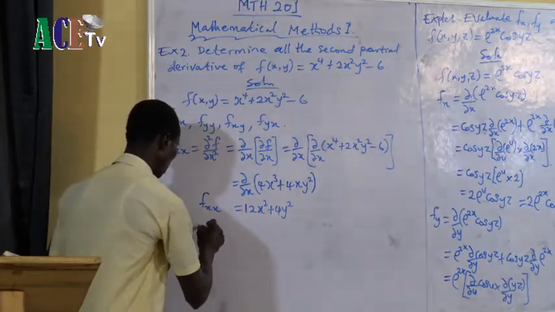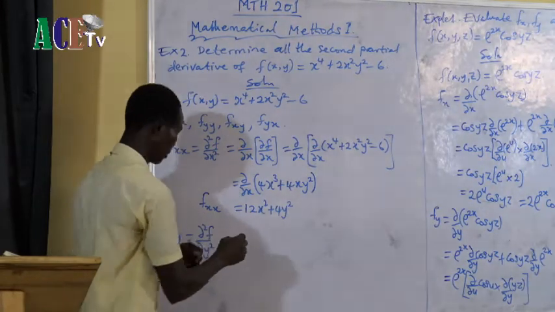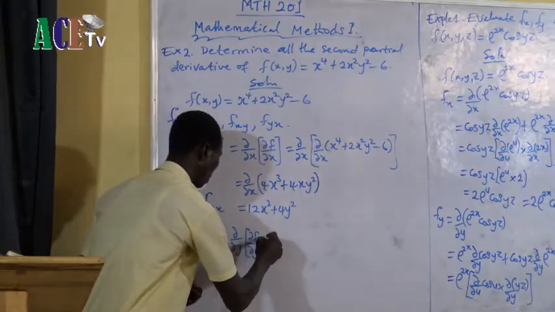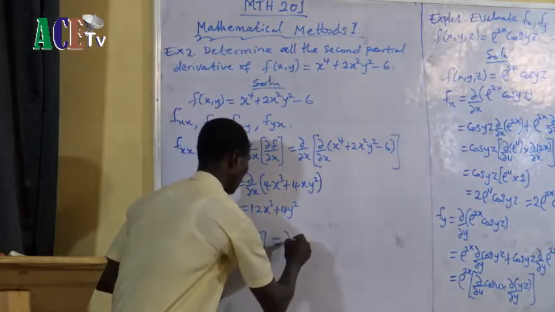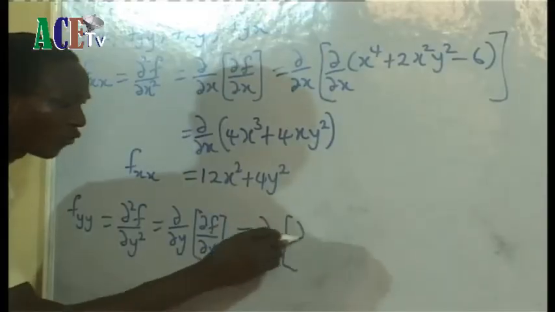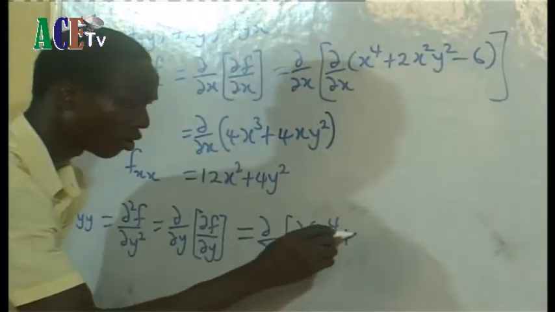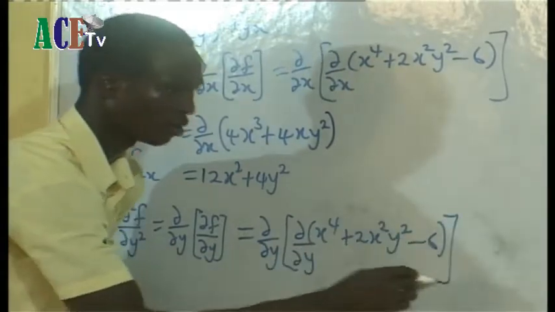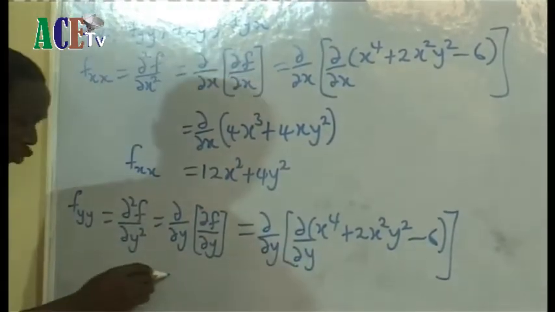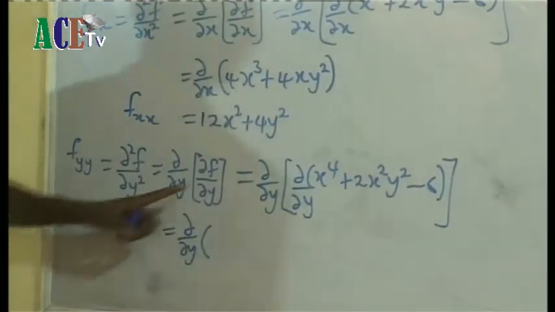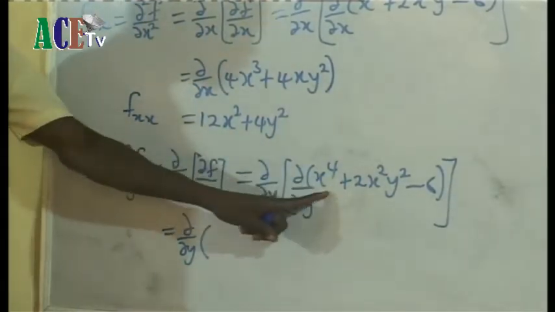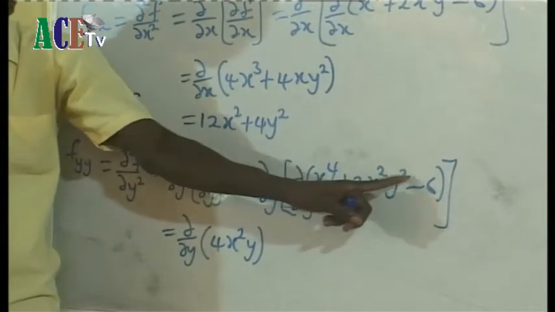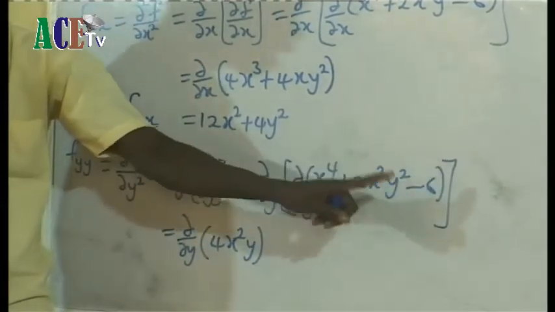f_yy is the second partial derivative of f with respect to y squared, which is the same thing as ∂/∂y of ∂f/∂y. And it's the same thing as ∂/∂y of, x raised to the power 4 plus 2x squared y squared minus 6, with respect to y. I'll first of all differentiate with respect to y. This one will be 0, there's no y there. This one will give me 4x squared y, and this one will be 0.